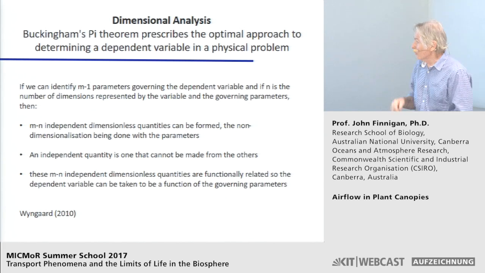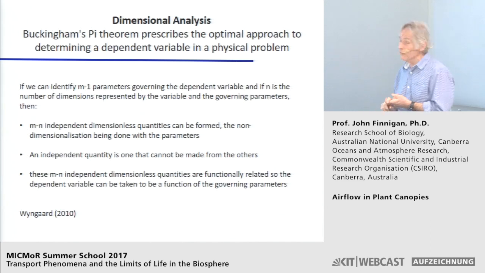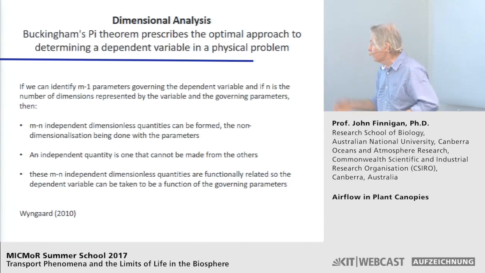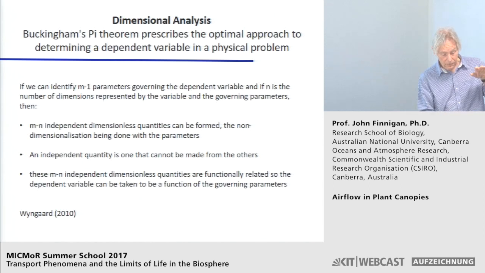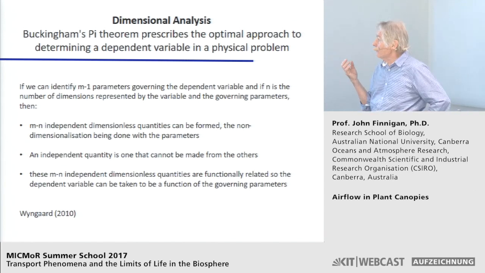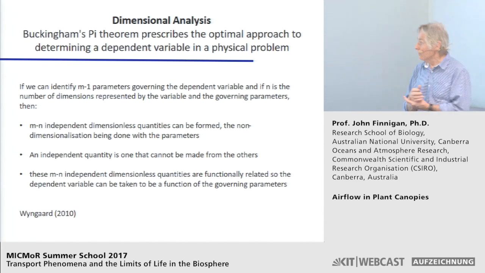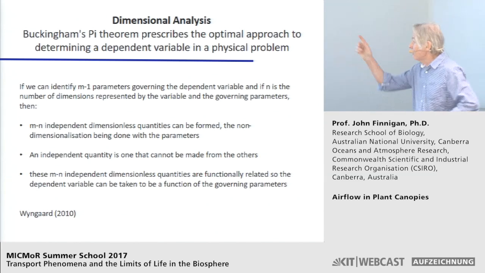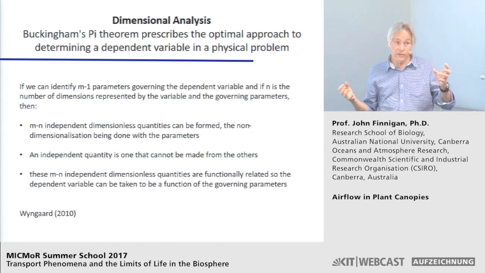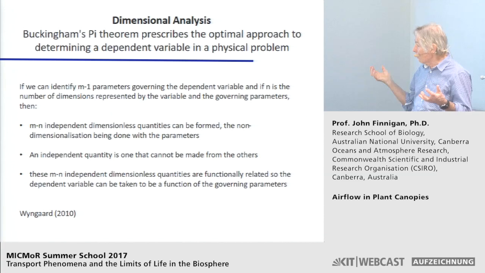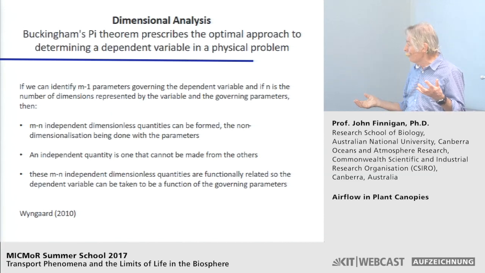It says, it looks like gobbledygook, if you can identify m-1 parameters governing, let's say you've got the dependent variable you're interested in. It might be rate of cavitation in plants, it might be the heat flux from the surface, it might be the velocity gradient. And you can identify the m-1 parameters that govern that, and I give you a list for the mixed layer. And if you've got n dimensions represented by the variable and its parameters, it might be length, time, temperature, and so on, then you can say three things. There'll be m-n independent dimensionless quantities you can make, and the non-dimensionalization is done with the parameters. An independent quantity is one that can't be made from the others, and these quantities will be functionally related.